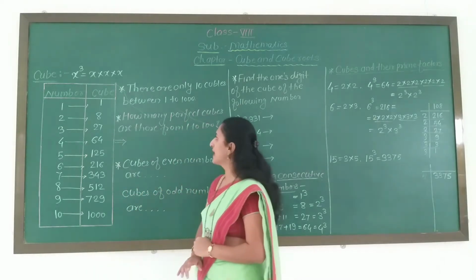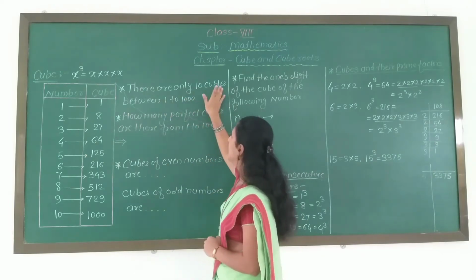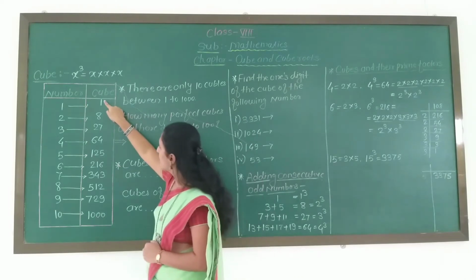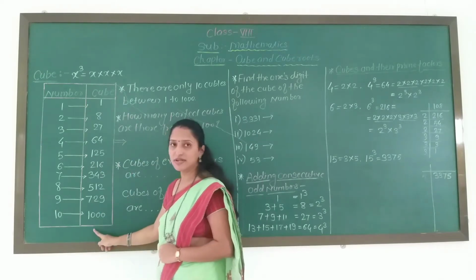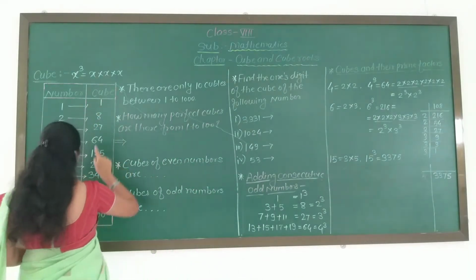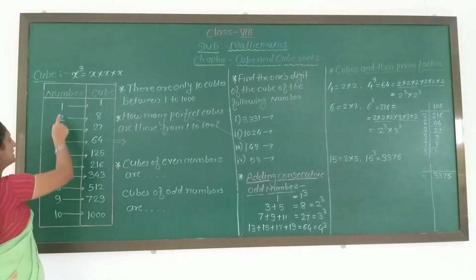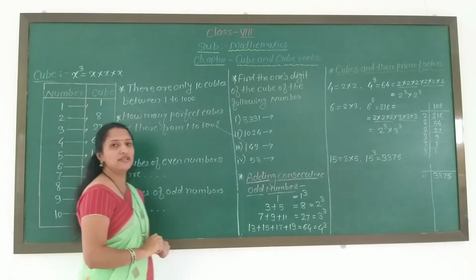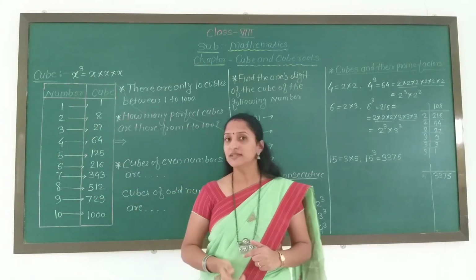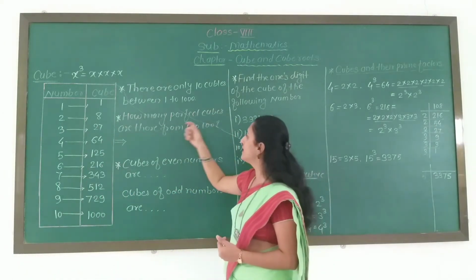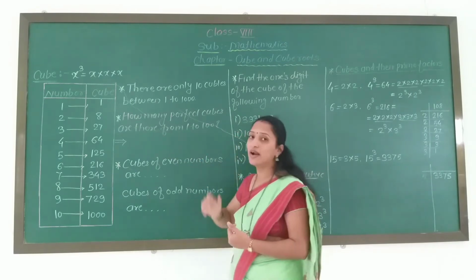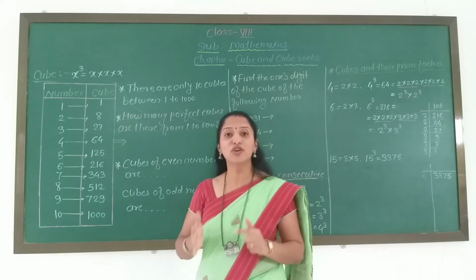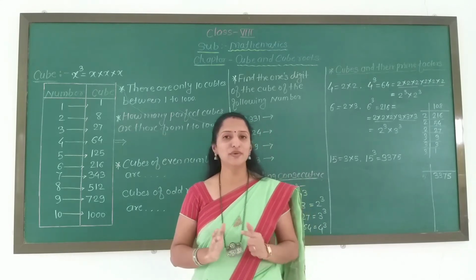Okay? So, look here. There are only 10 cubes between 1 to 1000. Here are the numbers from 1 to 1000. Okay? Total numbers from 1 to 1000. And there are only 10 perfect cubes, 1 to 10. 10 perfect cubes between 1 to 1000. Now tell me, how many perfect cubes are there from 1 to 100? You have to find how many perfect cubes from the number 1 to 100.